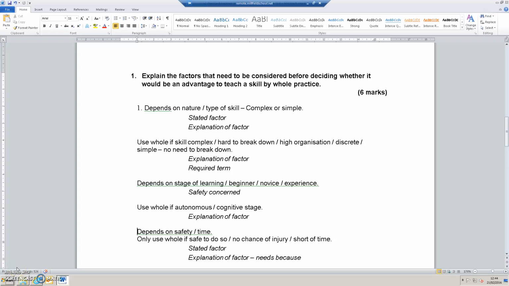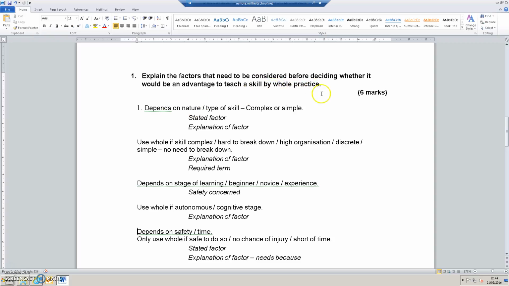Okay, everyone, this is the answer to the first question, which you can see there is: explain the factors that need to be considered before deciding whether it would be an advantage to teach a skill by whole practice. Now, my first piece of advice to you would be to identify what whole practice is. Whole practice, you will remember, is when we practice the skill in its entirety without breaking it down into small parts. It's got nothing to do with the number of people that are involved, which was one misconception in this particular question. It's just practicing the whole skill for a long period of time without breaking it down.